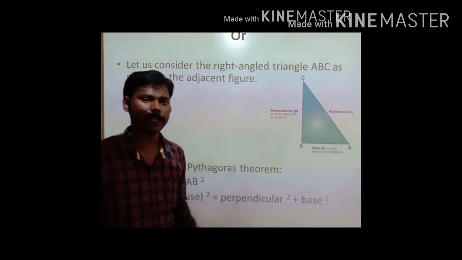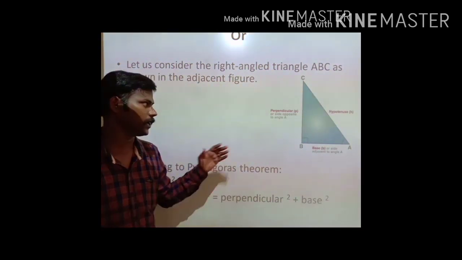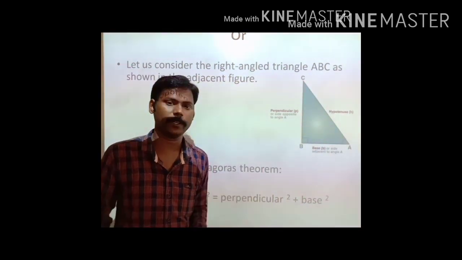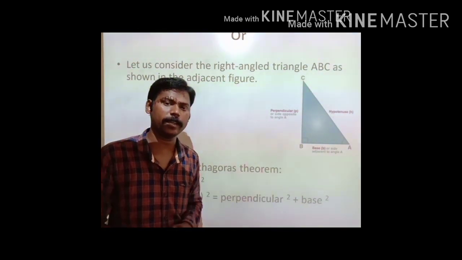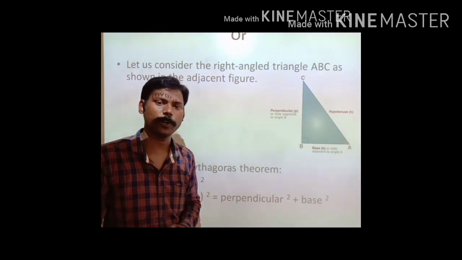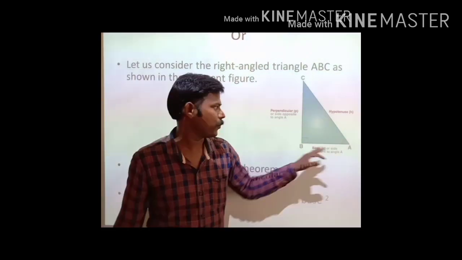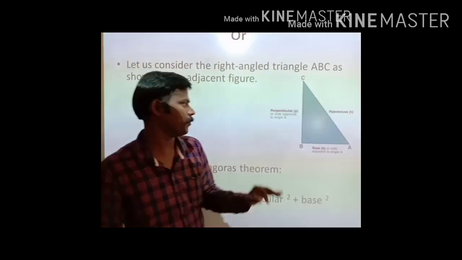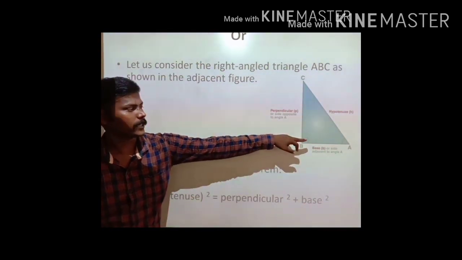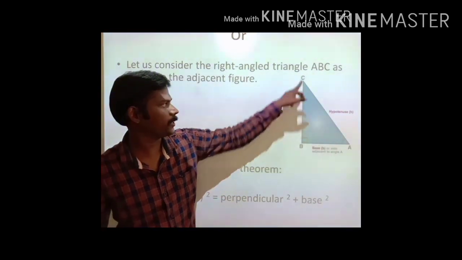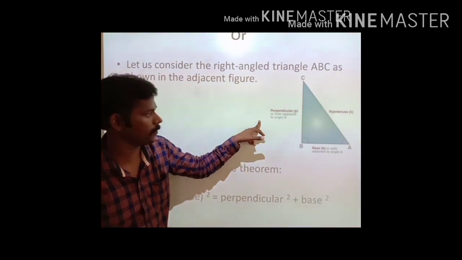Next, see another definition. Before, in the right angle triangle you learned, the diagram was OAB. The name of the triangle was AOB or OAB. But here, what is the name of the triangle? ABC. Observe the diagram. Here, opposite to the angle A, what is there? BC. It is called the perpendicular.